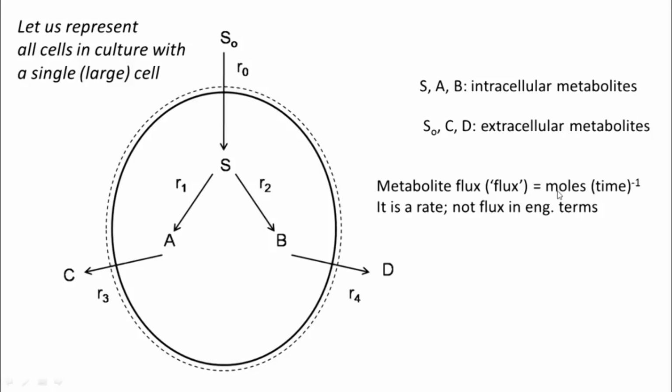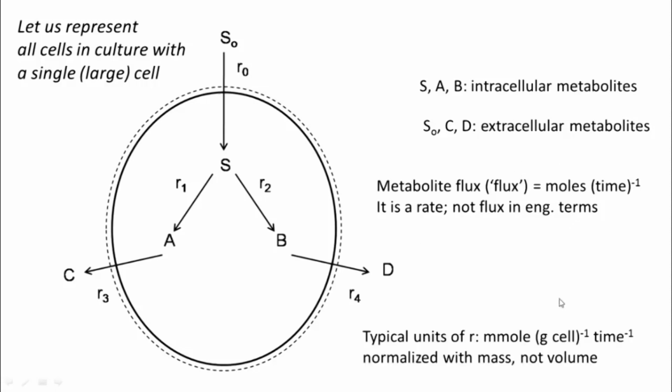has been used, an amount rate has been used to indicate flux. We will continue using that because it's widely accepted in the literature. It is a rate and not flux as in engineering terms. This you need to keep in mind. So the typical units of R0, R1, R2 are millimole per gram cell per time. Note that it is normalized with respect to mass and not volume, right? Rather, it's expressed in terms of mass, and it has not been normalized with volume.